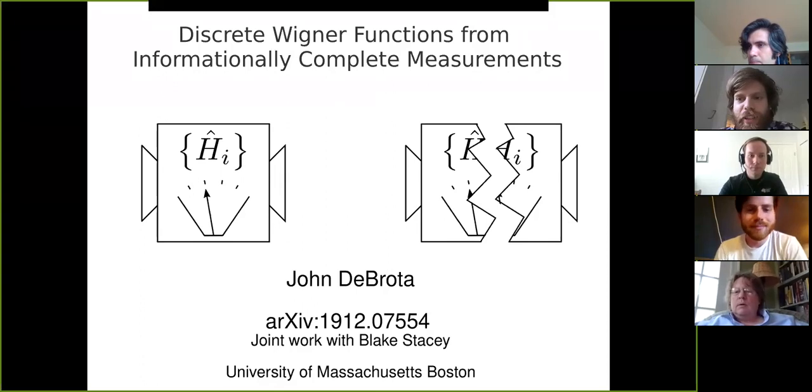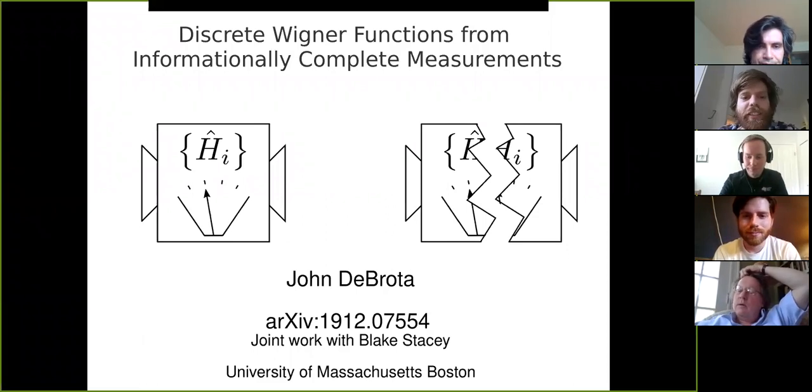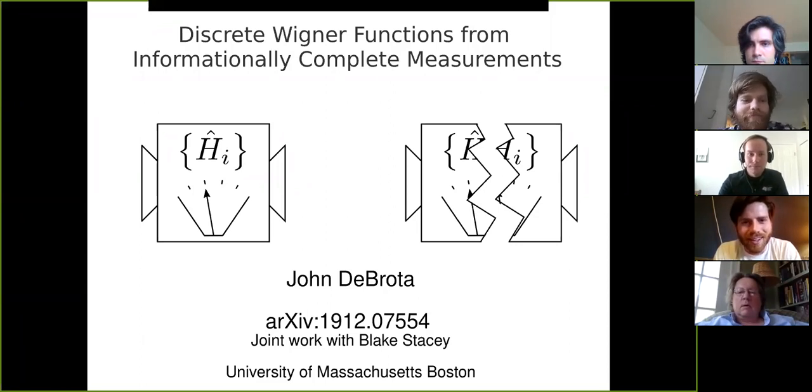Now we're moving more towards the second half of the workshop, more about foundations and quasi-probability distributions. And we'll start with John DeBrota from University of Massachusetts, and he'll talk about discrete Wigner functions from informationally complete measurements. Go ahead.